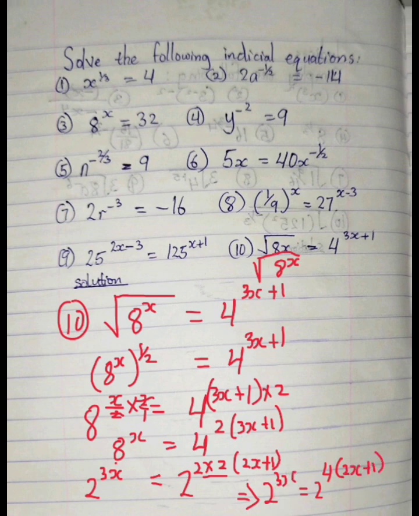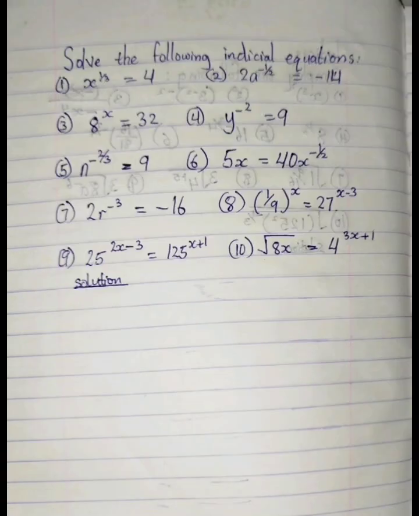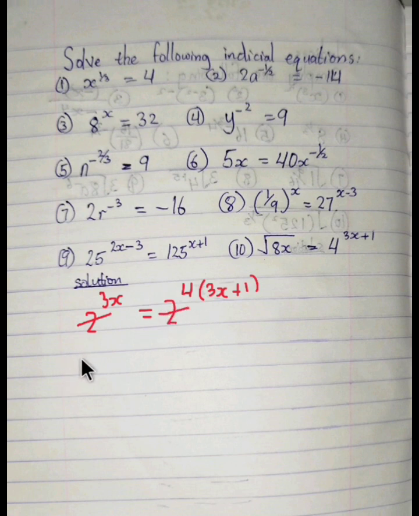Now let me clean the board so that we can have enough space. What do we have? We have 2 raised to power 3x. On the other side, we have 2 raised to power 4, bracket 3x plus 1. So we are going to eliminate the base and equate the powers. 3x is equal to 4 bracket 3x plus 1. So 3x is equal to 4 times 3x, that is going to be 12x, plus 4 times 1, 4.